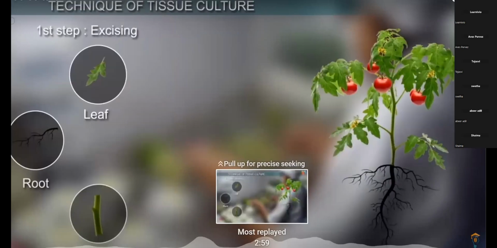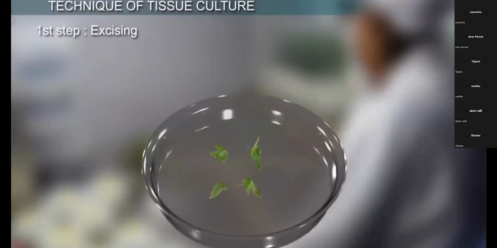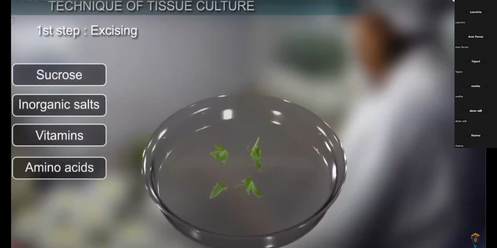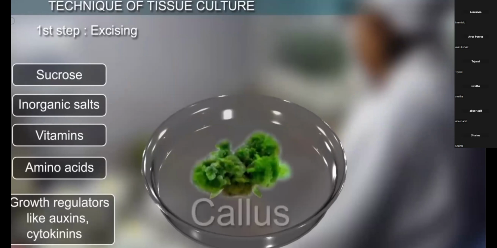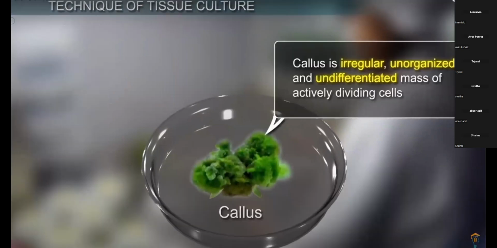Okay, you can see here. Then we produce it like this. We take the tissue, like leaves, we cut the leaves and take 4 parts of these leaves, and then we start growing them in the nutrient rich medium, with things like sucrose, inorganic material, and vitamins. After some time this becomes callus, a big mass of cells. These are undifferentiated and growing as a big mass of cells.